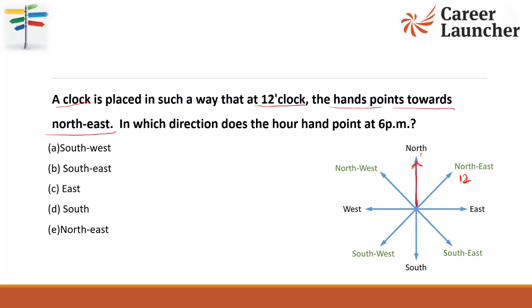The question that has been asked to us: in which direction does the hour hand point at 6 p.m.? What happens at 6 p.m.? The hour hand is at south and the minute hand is at north. That means they're exactly opposite. So if 12 happens to be northeast, 6 would be in the southwest. Now we are talking about the hour hand at 6 p.m. At 6 p.m. the hour hand will be pointing towards 6, which in this case happens to be southwest. So our answer would be southwest.